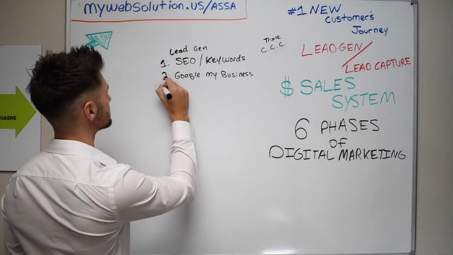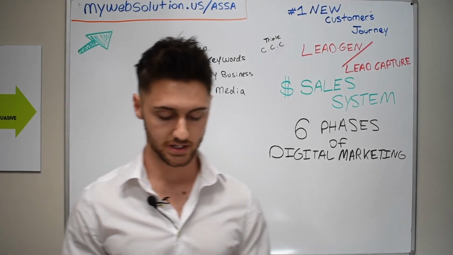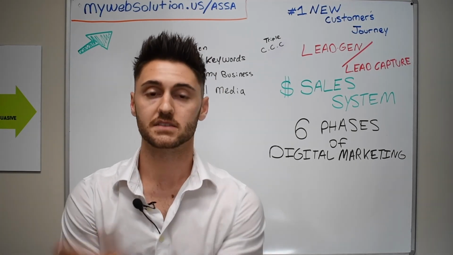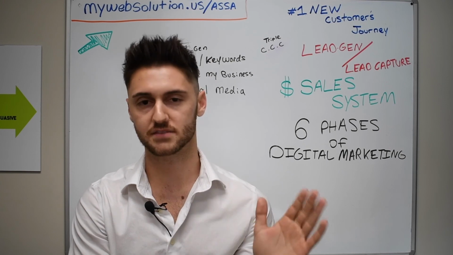The third one is social media. So how is social media going to help you get ranked higher on Google? Well, did you know that Facebook is the number one search keyword of all time?